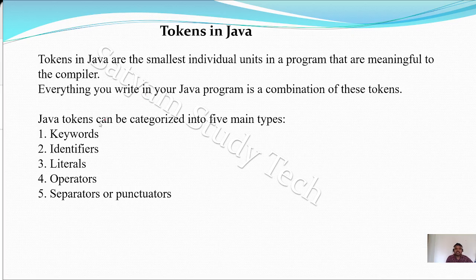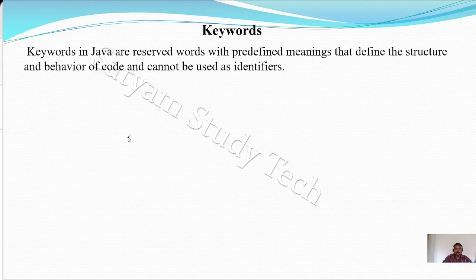Today we are discussing keywords, as part of tokens in Java. Keywords in Java are reserved words with predefined meaning that define the structure and the behavior of the code and cannot be used as an identifier. In a later session we will discuss what is meant by an identifier. Now in this video we will discuss keywords.